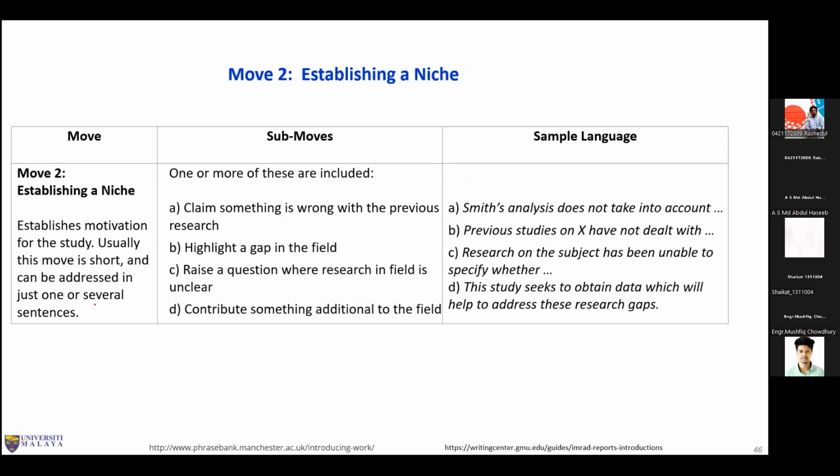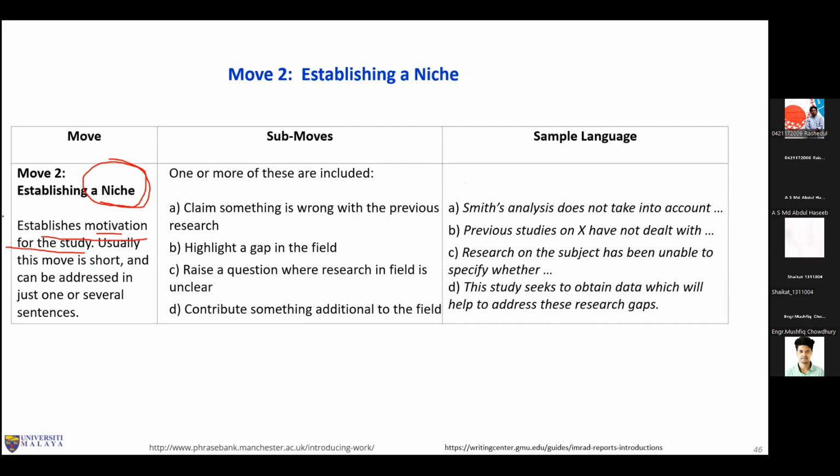In the second move, you establish a niche, which means that you create a gap. You show what is missing. So establish the motivation for the study. So this is also called the motivation for the study, which describes what is missing and why it is important.